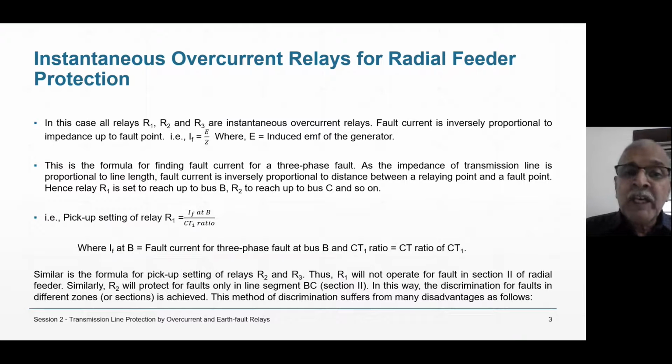And what will be the discriminative quantity? Current will be the discriminative quantity, because IF, the fault current, is equal to E by Z. Z is the impedance of the total line, that is generator, transformer and line, because E is the generated EMF. So as the Z increases, current decreases. We use this decrease of current as a discriminative quantity. That means if the current is less, the fault is far from the relay, and if the current is high, then the fault is nearer the relay.